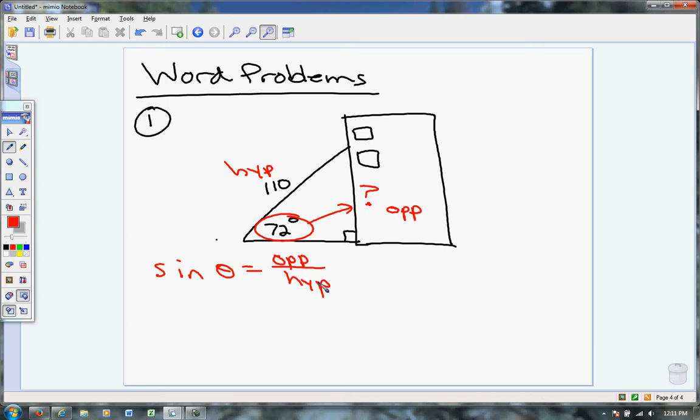Now let's fill in the information that we have. You need to start right here. You need to start by writing that down. So let's fill in what we've got. The 72 degrees is going to go right here. The sine of 72 degrees equals the opposite side, which is my unknown, so I'll put an x there, over the hypotenuse, which is 110. And now it's just a simple algebra problem. We are going to use our calculator, though.